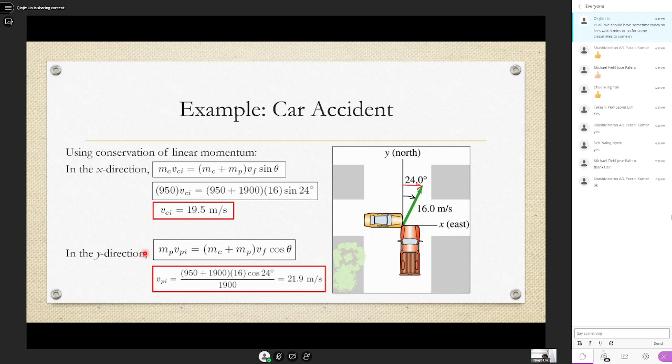In the y direction, exactly the same thing. Now you look at momentum in the y direction. The car is not involved anymore because it moves left and right. Now you only have the pickup, and the same thing on the right, but now you must resolve into the vertical direction. That's why what was sine just now is cosine. Then after this, substitute all the values and you will get the velocity of the pickup.